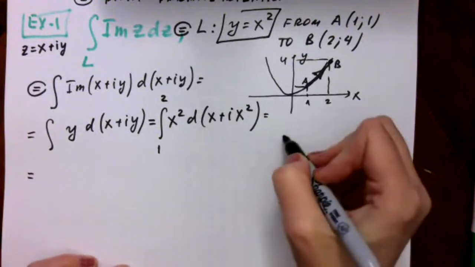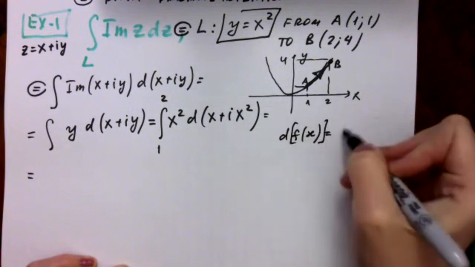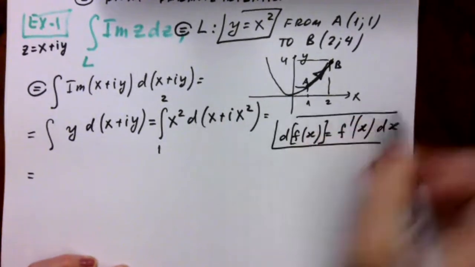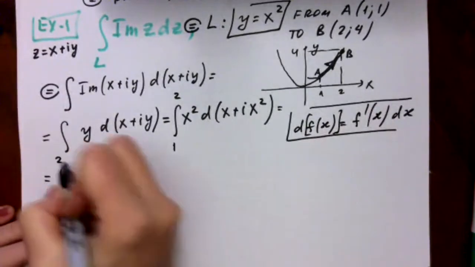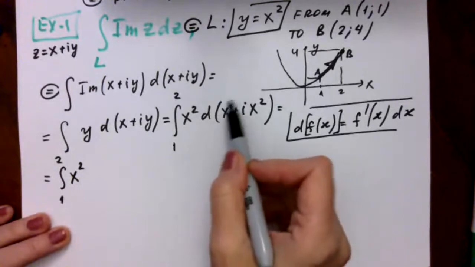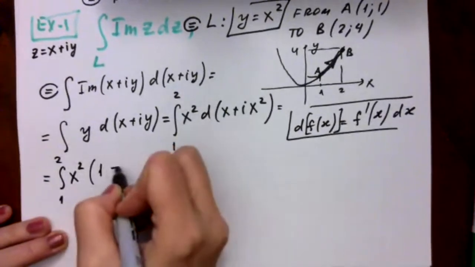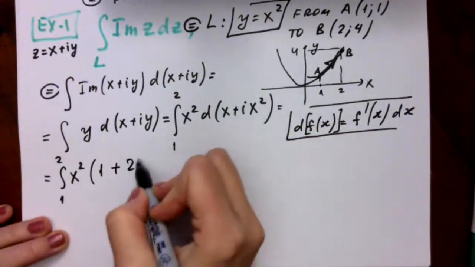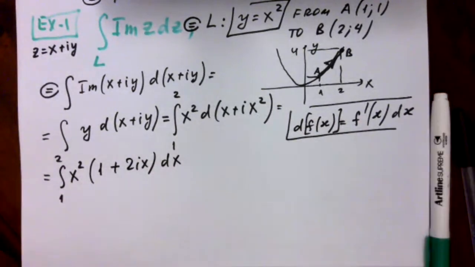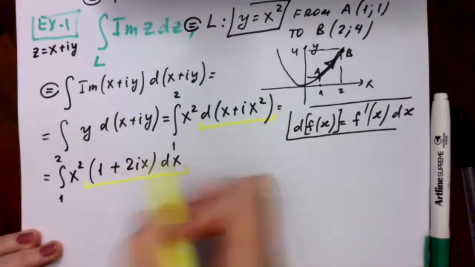But hopefully you remember that to calculate some differential of some function, d of f of x, you need to take the derivative of this function and multiply it by dx. So the rule is a very simple one. Let's do it in the next line. You can see the sum of two terms under the differential here. So the derivative of the first term will be 1, plus 2ix, which is the derivative of the second term. So instead of this differential, I got this expression.